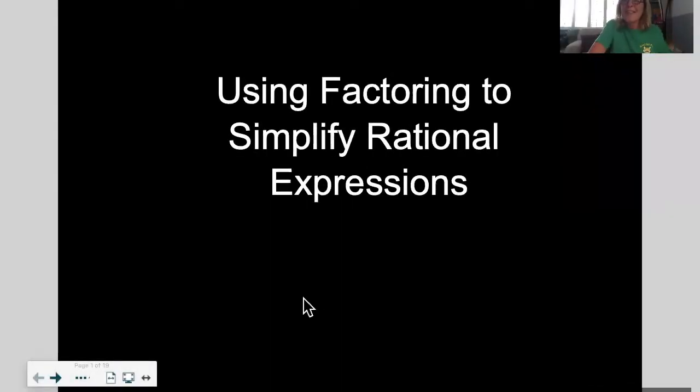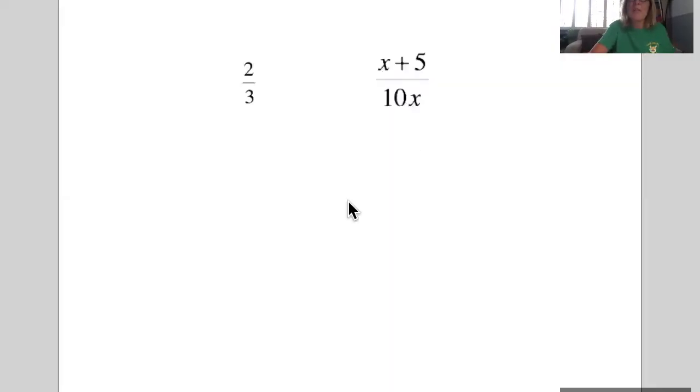Hello, eighth grade. Today we're going to work on simplifying rational expressions, and we're going to use factoring to do that. So you're going to have to kind of refresh your memory on factoring from when we worked with polynomials and quadratics. So first of all, let's think about what it means to be a rational number.